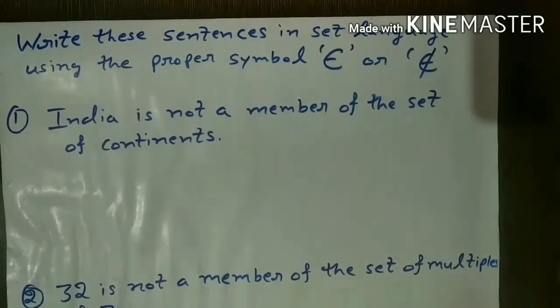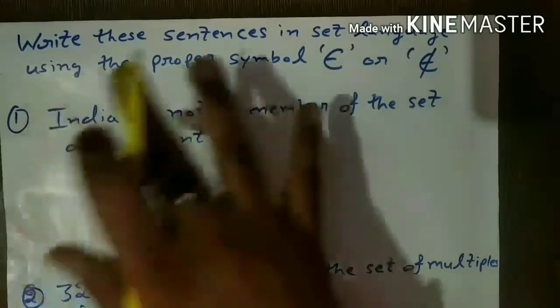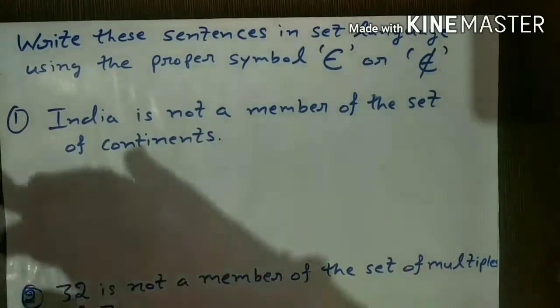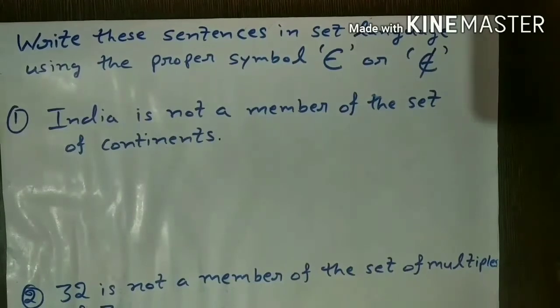Dear student, in this video, the given statements we have to write in set language using the proper symbol belongs to or not belongs to. So, the first sentence is: India is not a member of the set of continents. In order to answer this question, we must have the knowledge of continents, how many continents are in our world and whether India is a part of those or not. So let us see the continents.